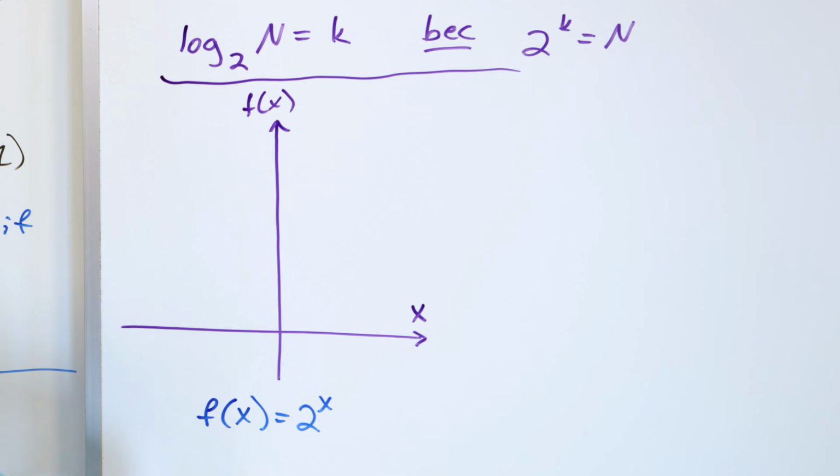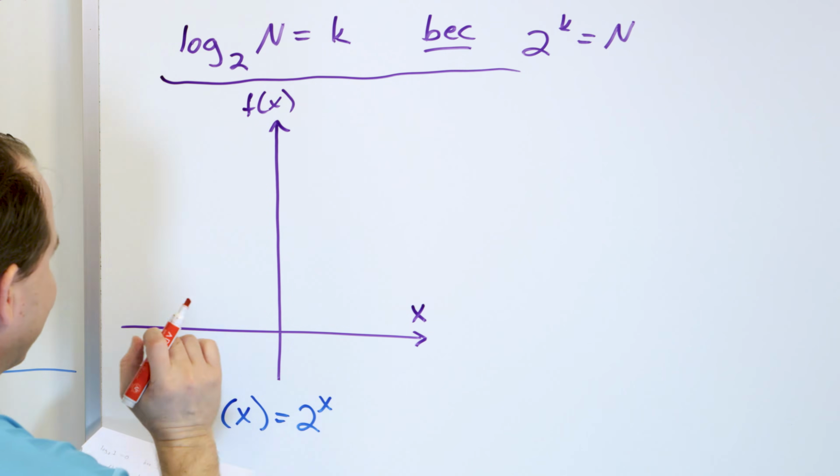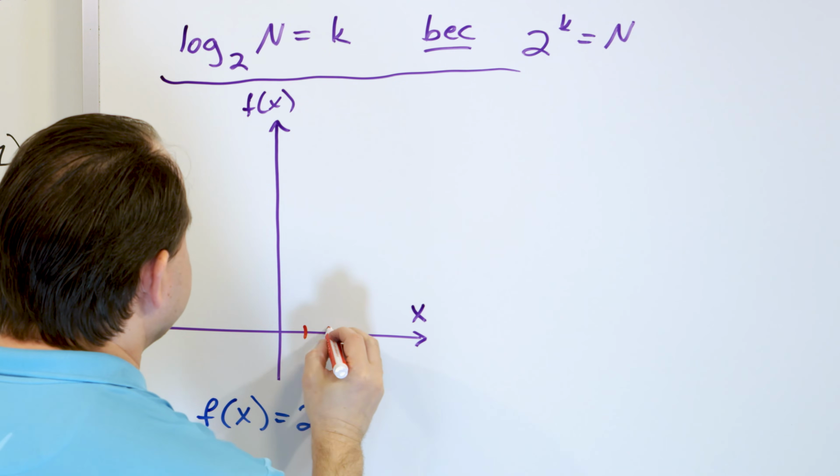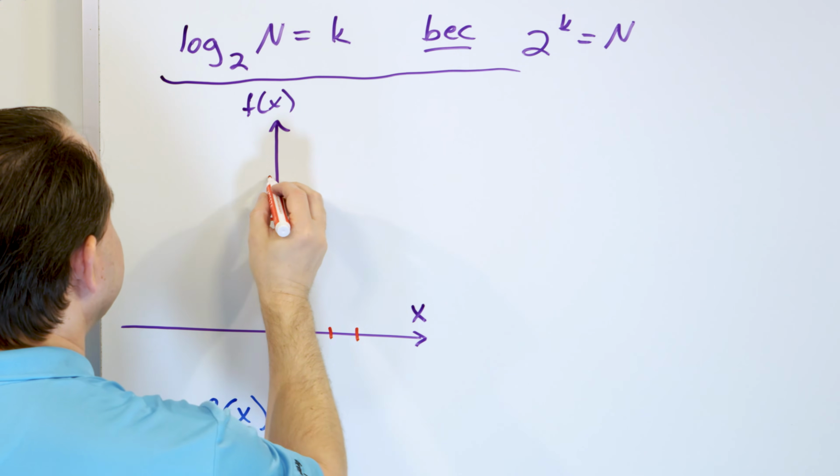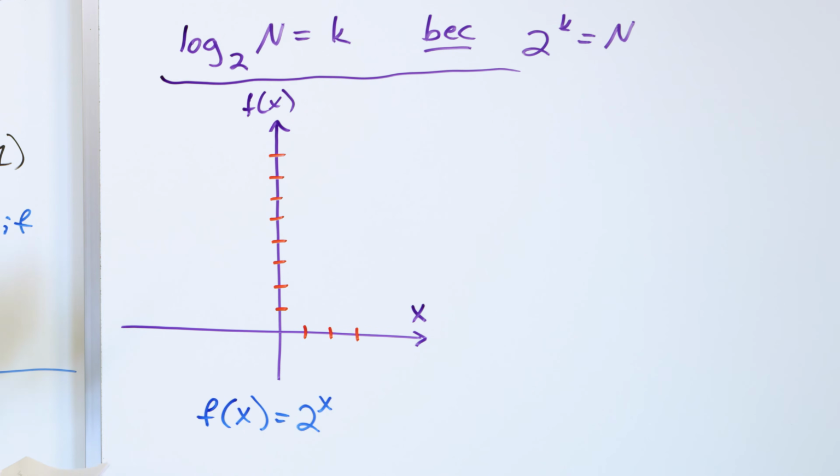Now, I think I need to draw some tick marks, and I need to try to be kind of precise with them. So here's 1, here's 2, here's 3, and here's 1, 2, 3, 4, 5, 6, 7, 8. Okay, I barely made it. That's as many as I need.